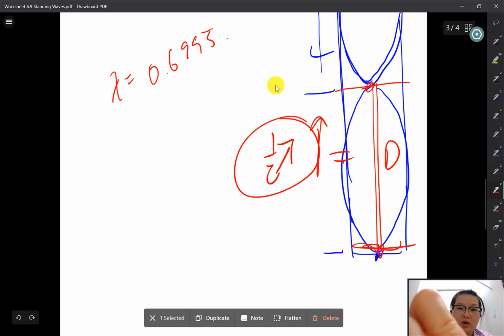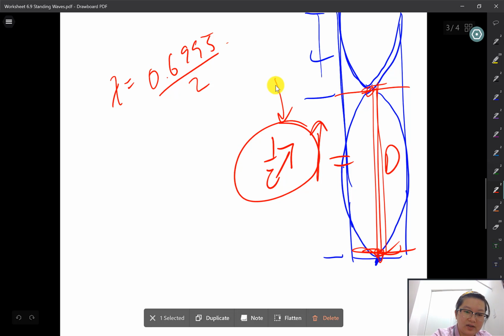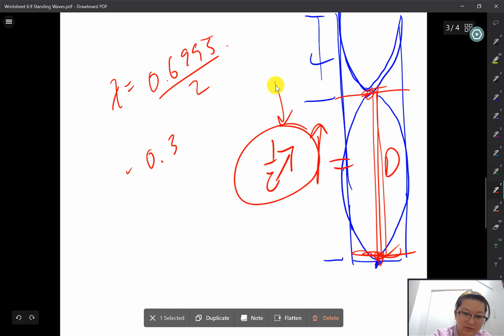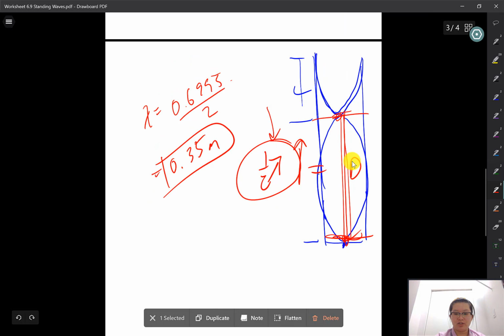0.699 or whatever that is. This is the whole wave. We need to divide this by 2 to get half of the wavelength, which is equivalent to the increase in distance in the tubing. Okay, so that means we're going to take this and divide by 2, which is going to give us 0.35 meters. And that's exactly the answer to this question too. Okay, so here we go. So that was question 9.